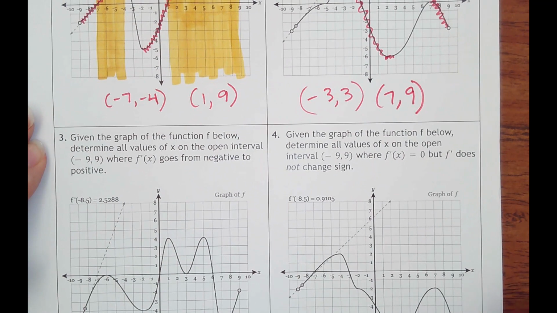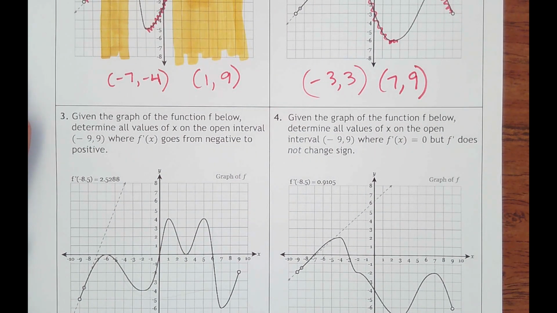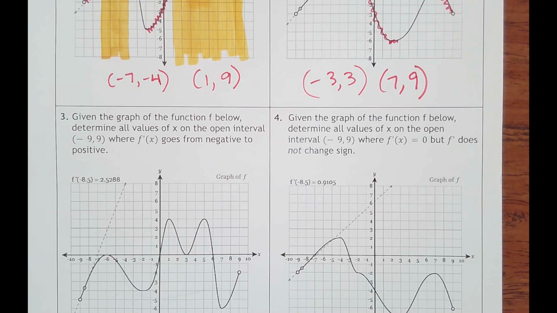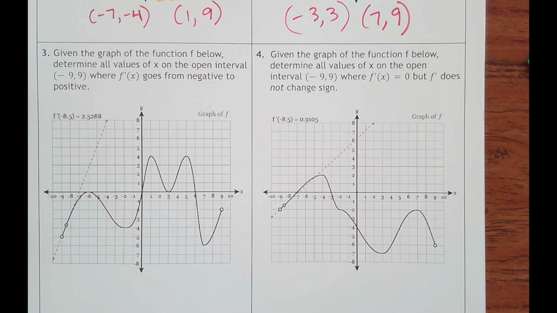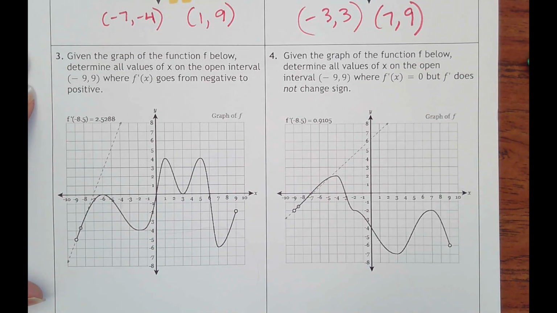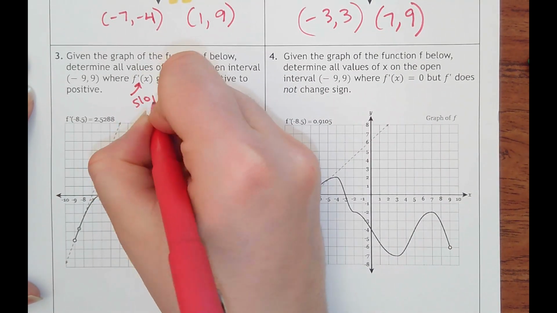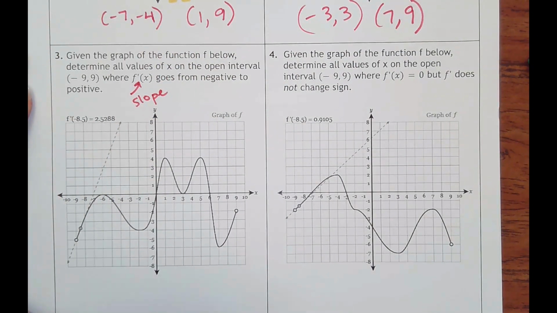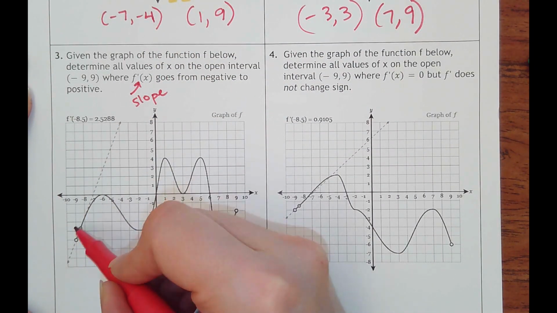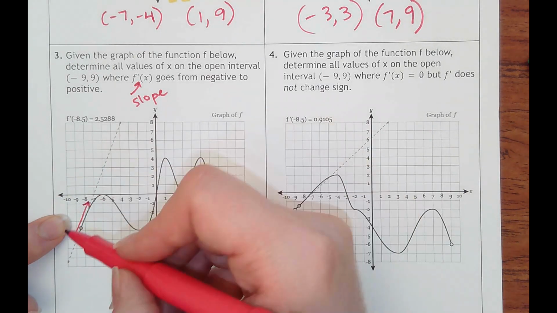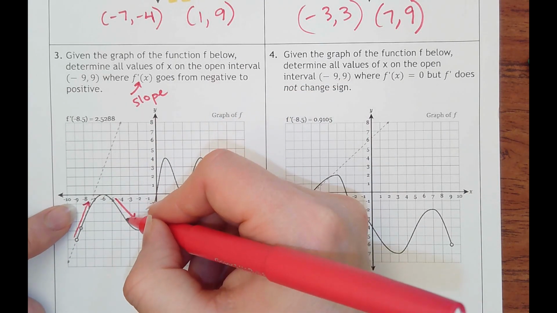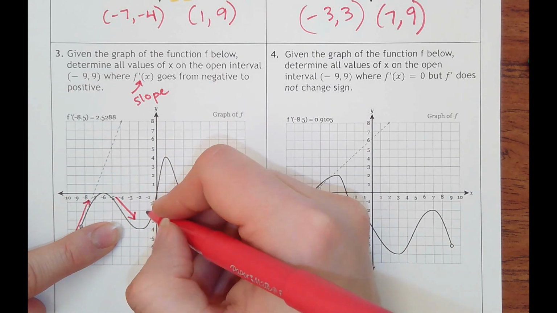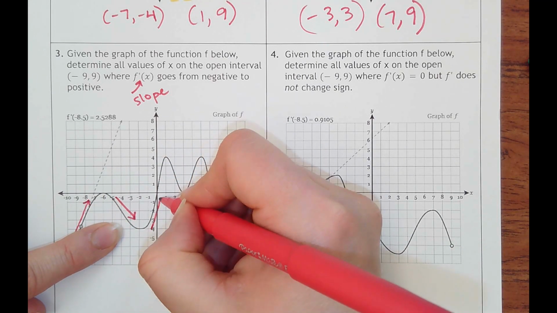All right, number 3, given the graph of the function f below, determine all values of x on the open interval -9 to 9 where f prime of x goes from negative to positive. Where does the slope go from negative to positive? So here we go up. So that's from positive slope to negative slope. So that's not what they want. Then it changes direction. So it goes from negative slope to positive slope.